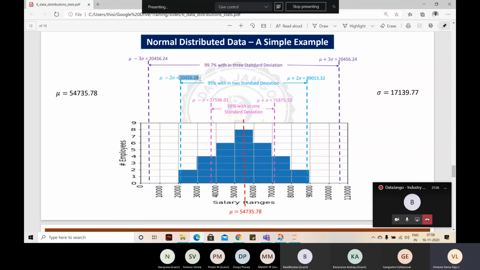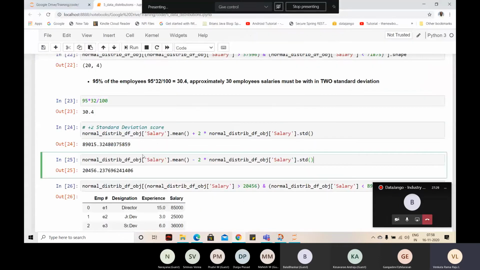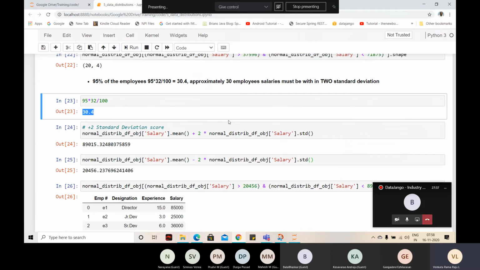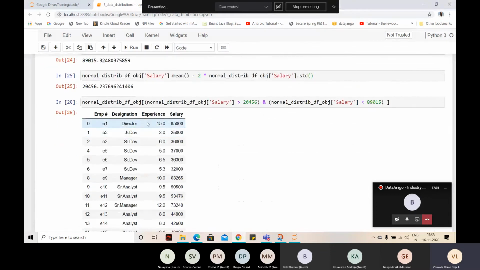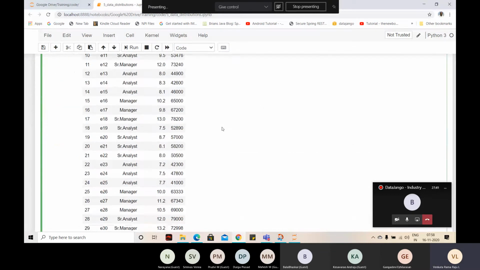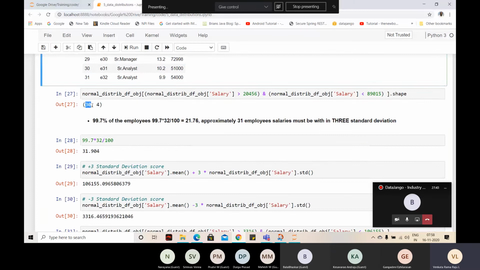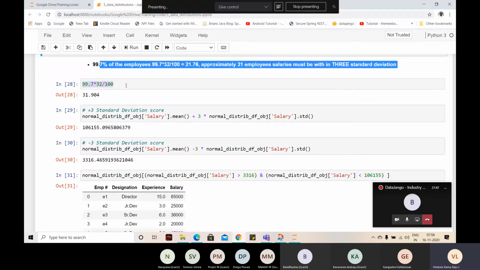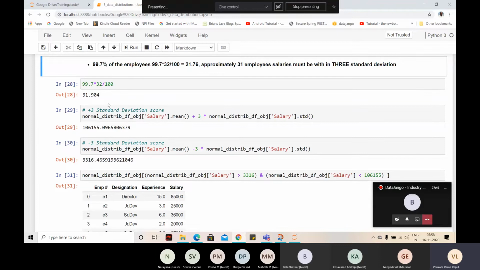So 95% of the 32 is how much? 30 people. Around 30 people's salary should fall between 20,000 and 89,000. Let us see. I filtered the data again and tried to look at it. See, these 30 people have fallen. 99.7% of the people are going to be within 3 standard deviations.